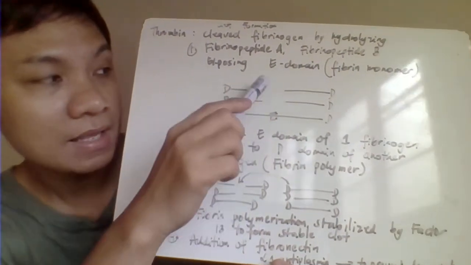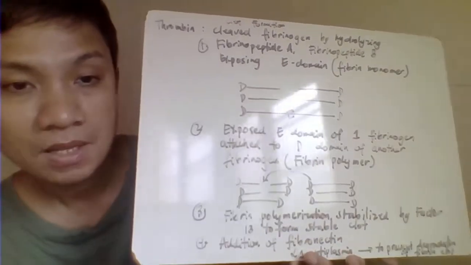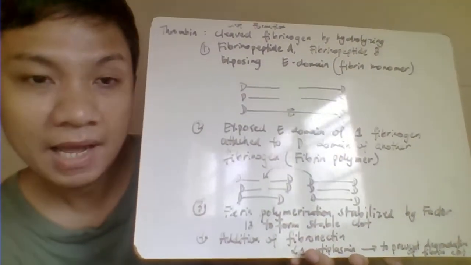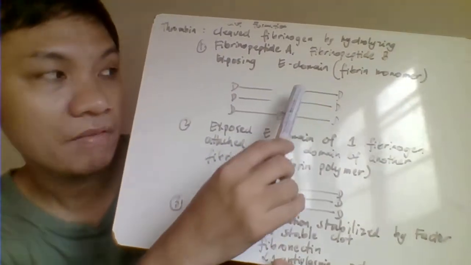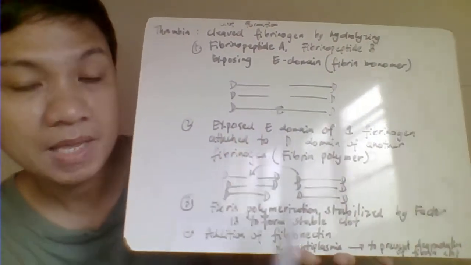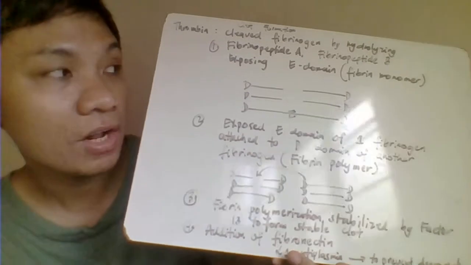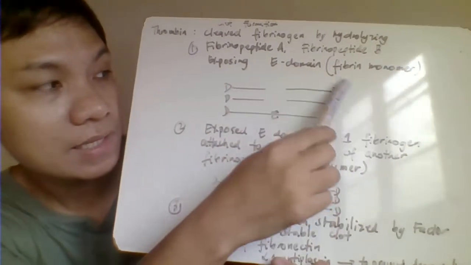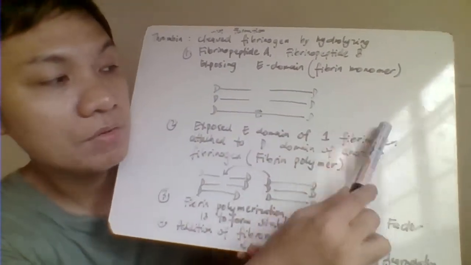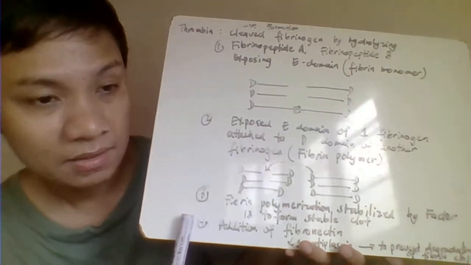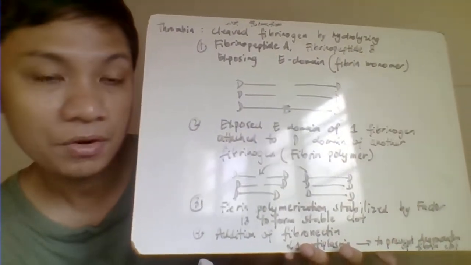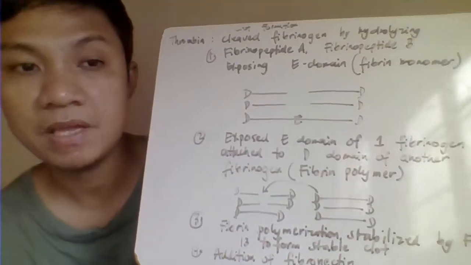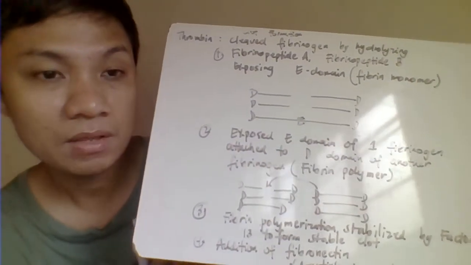So ang ating thrombin, gagawin niya ay try to hydrolyze this area, which eventually exposes your E domain. Pag na-hydrolyze niya ang fibrinopeptide A and fibrinopeptide B, exposing the E domain, you call it your fibrin monomer. Then after that, pag meron ka isa dito na fibrinogen, dito sa kabila meron ka ding fibrinogen, dito sa kabila meron ka ding fibrinogen. So each of those, after action of your thrombin, will hydrolyze the corresponding fibrinopeptide A and fibrinopeptide B of each of your fibrinogen, which eventually exposes the E domain.